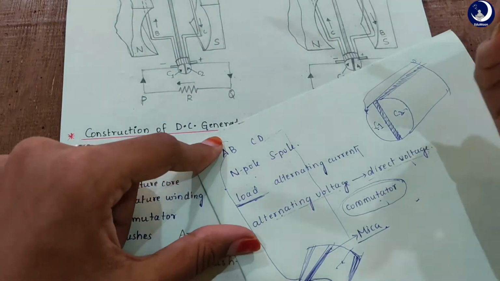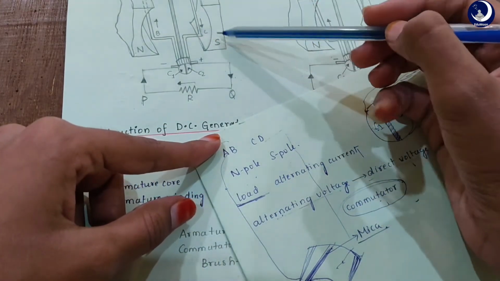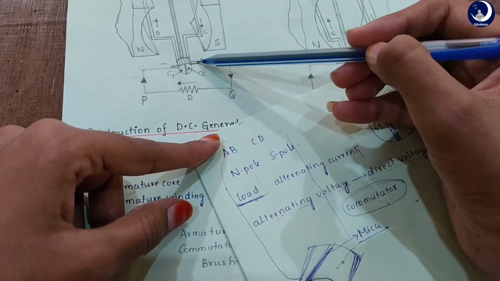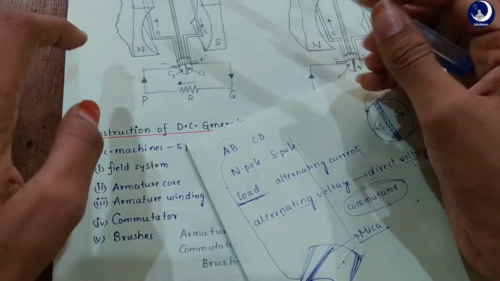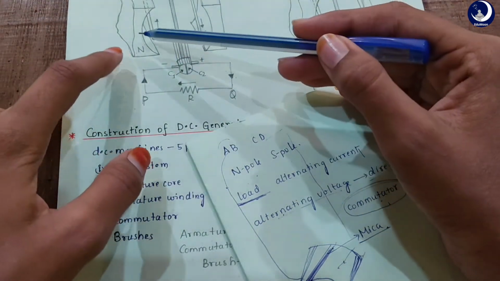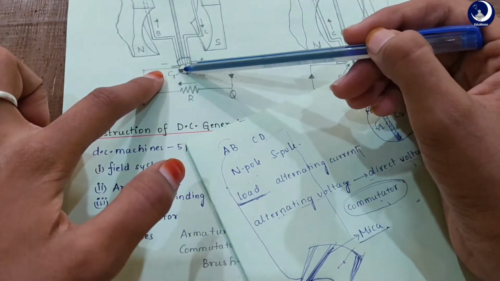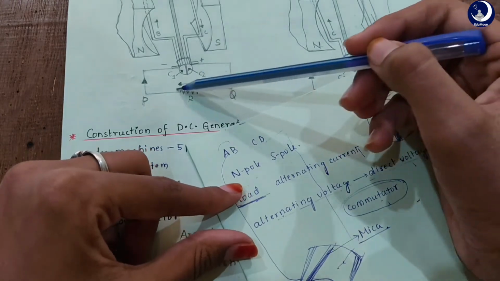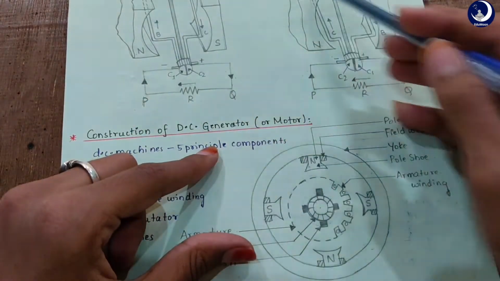And the arrangement is in such a way that the coil side, which is under the influence of the south pole, is connected to the positive brush. And the coil side, which is under the influence of the north pole, is connected to the negative brush, and these brushes will lead the current to the external load. So this is how the arrangement looks.